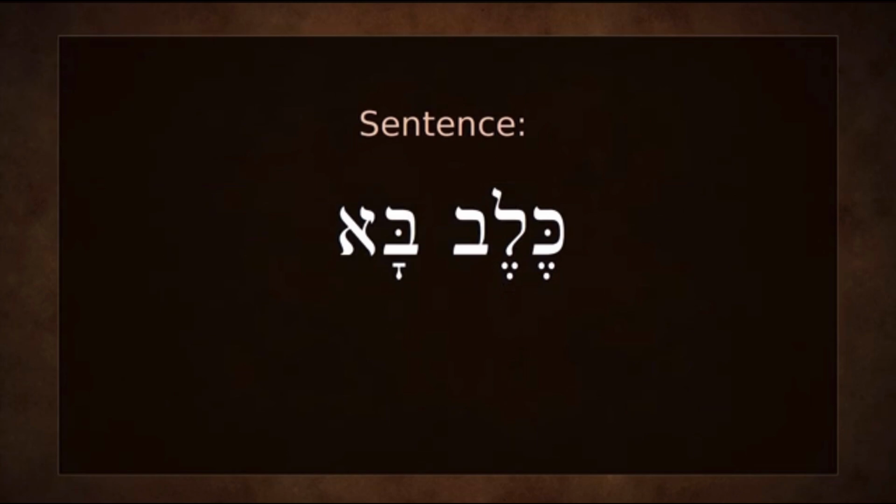Here we have our next sentence. The first word is kelev, which we just learned means dog. The second word is ba, which we saw in the last lesson. Ba means coming. This sentence is translated, a dog is coming.